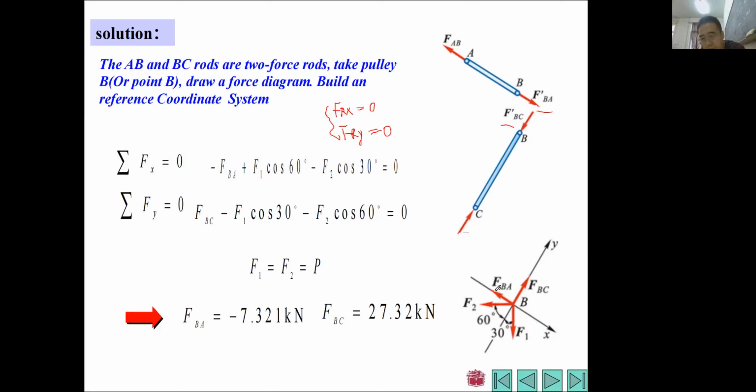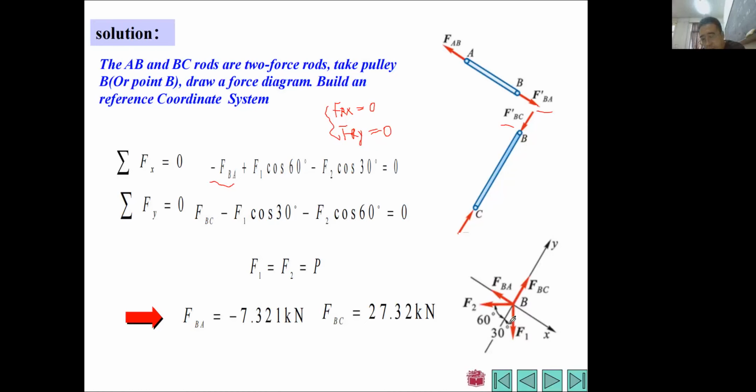So we find FBA actually is in the negative direction of X. So we just need to write minus FBA, just because the direction of FBA is along the negative direction of X, right? And FBC, you will find its direction is perpendicular to the X axis. So its projection onto X will be 0. So actually we do not need to consider this FBC.